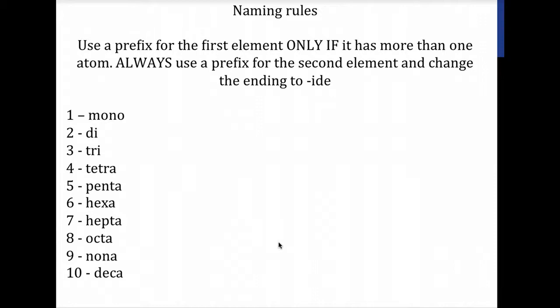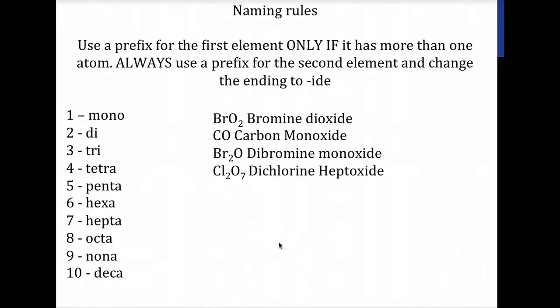And on the second element, when we name it, we're always going to use a prefix. And we're going to change the ending to IDE just like we do in ionic bonding. So let's look at a few examples. Here we have BrO2. Well, Br, it's bromine. There's only one of them, so we're not going to use a prefix, so it's just going to be bromine. The second element is oxygen. There's 2 of them, so if we look over here, 2 is di, and we're going to change the ending to IDE. So it's bromine dioxide. Bromine dioxide.